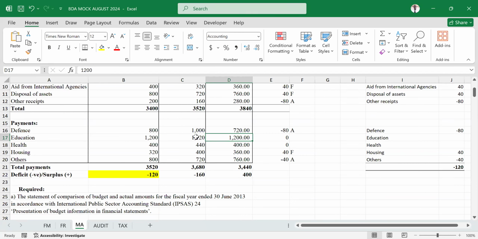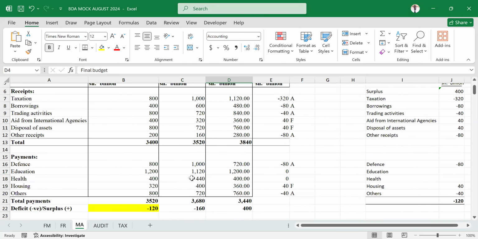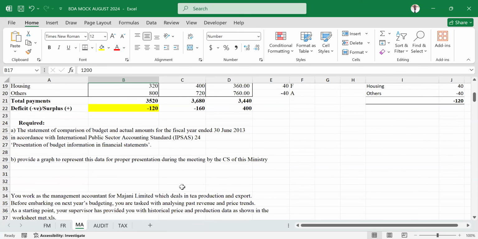So that's where the concept of supplementary budget comes in, so that they come up with the final budget because they realized they under budgeted on the line of education. That's why they adjusted it to 1200. And you can see after the adjustment, they spent the whole amount, the whole 1.2 billion. So that is the idea about it. It's the same thing, different terms, but the same concept. Good. Okay.